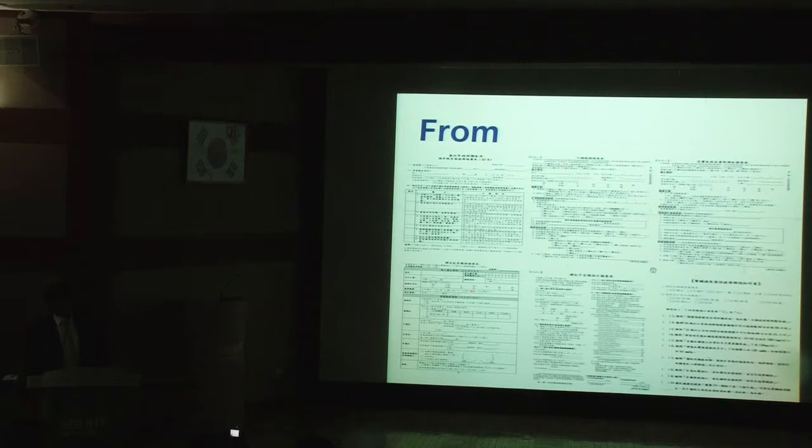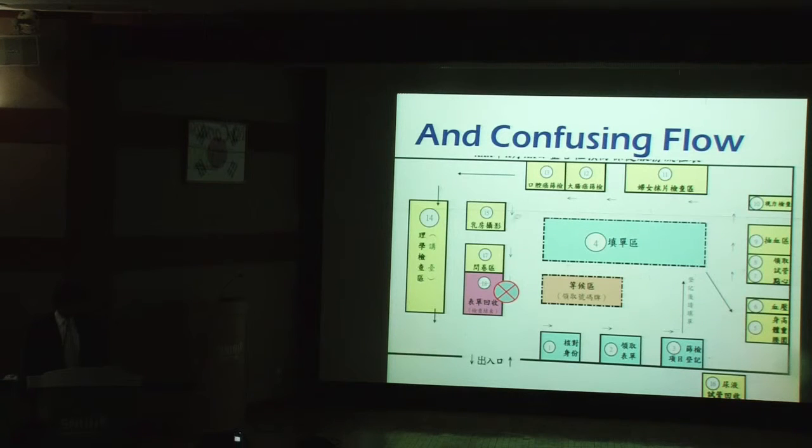So this is the original, six forms for them to fill out. And this is the community center. They need to come to the community center, and there are different steps from station 1 to station 18 to complete the process. So that's quite a confusing flow.